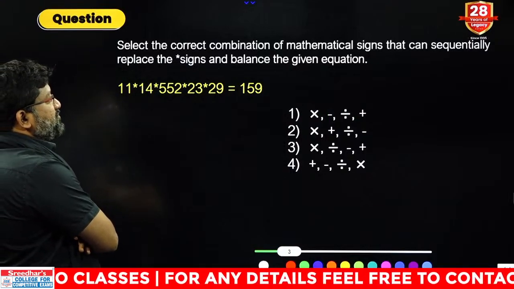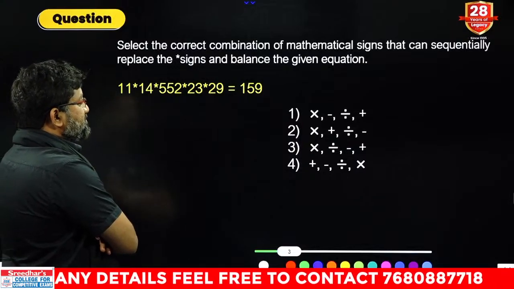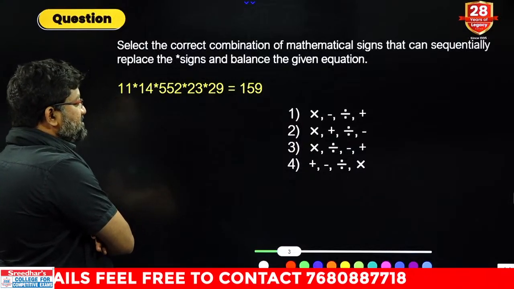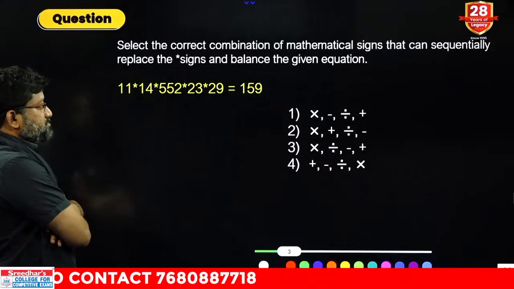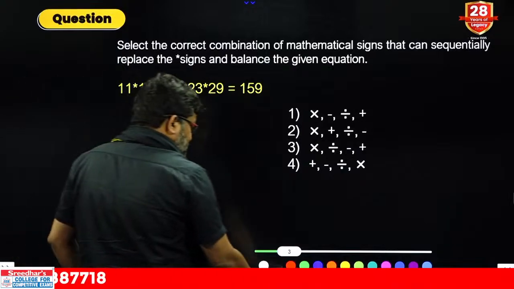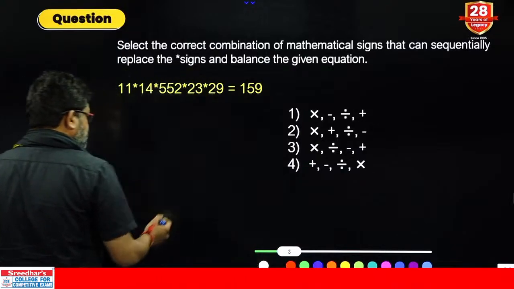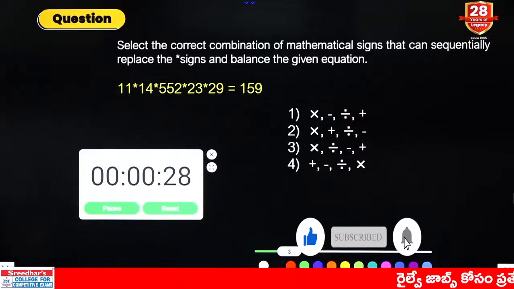14th. So come across this question. Select the combination of mathematical signs that can sequentially replace the stars and then balance the given equation. Come on. I'll just start the timer. Come on. Go for this question fast.